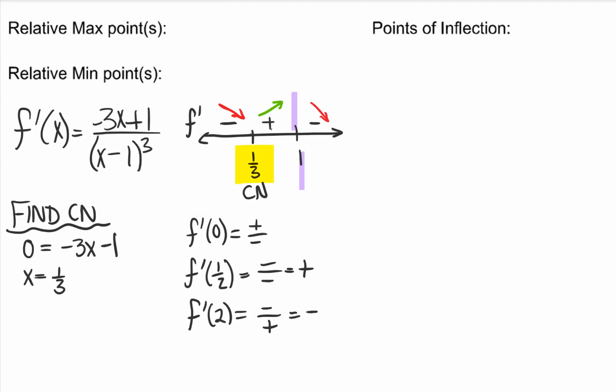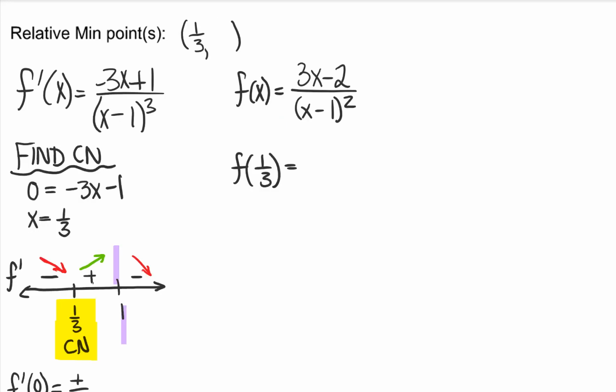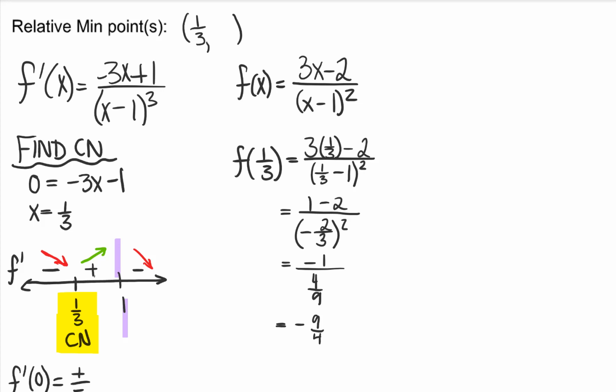Does our critical number represent a relative extrema? Yes, we're going from decreasing to increasing. So that is a relative minimum at x equals 1/3. And we'll need to plug that in to find the y value. No relative max on this graph, which puts the y value for our relative min at -9/4.